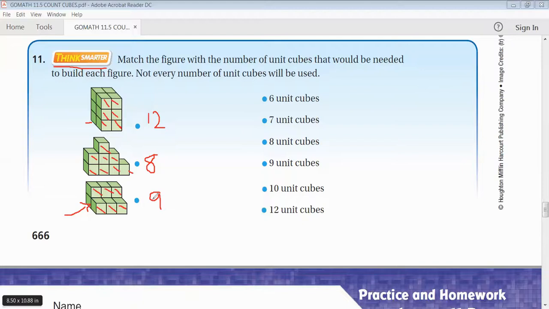Now, for today's assignment, what you're going to do is go to Think Central. Click on the assignment and get to work.